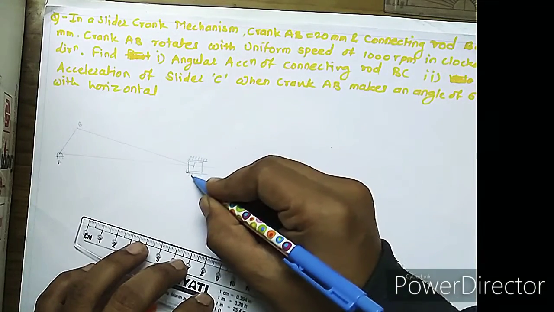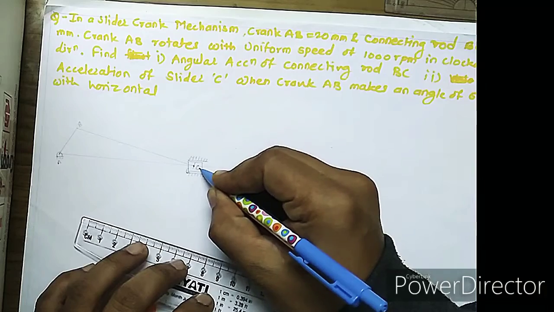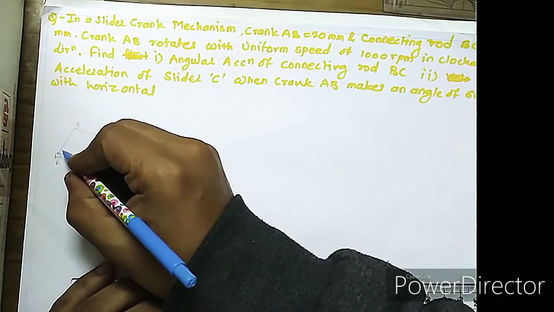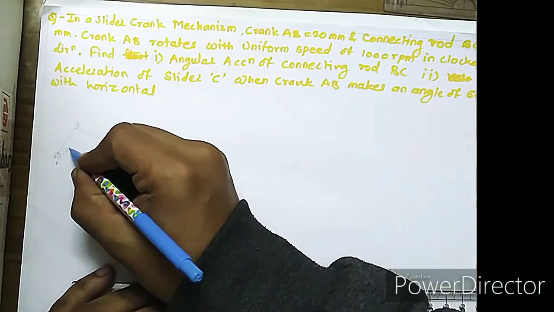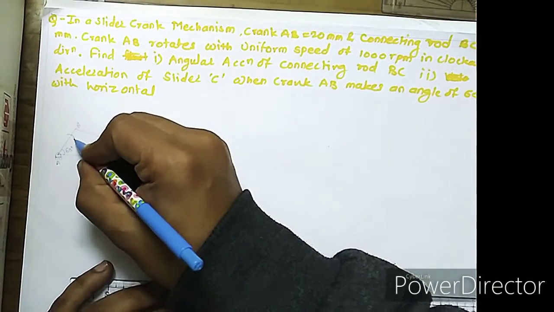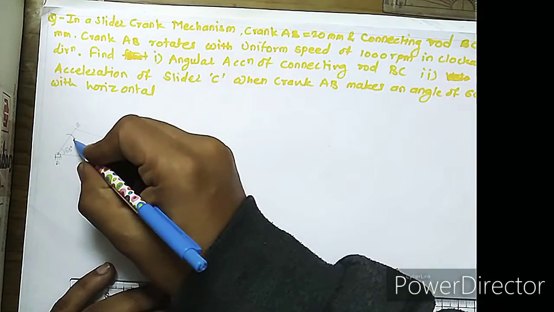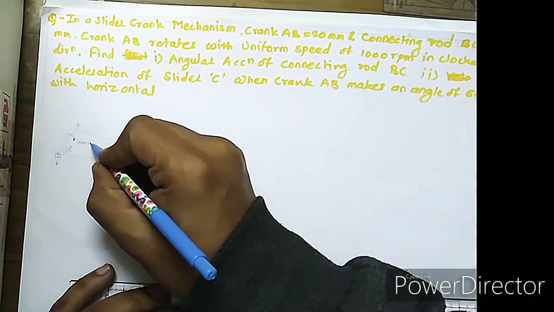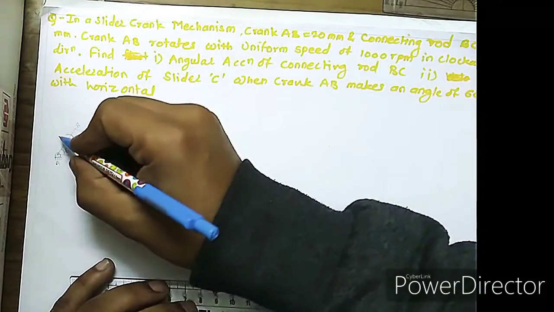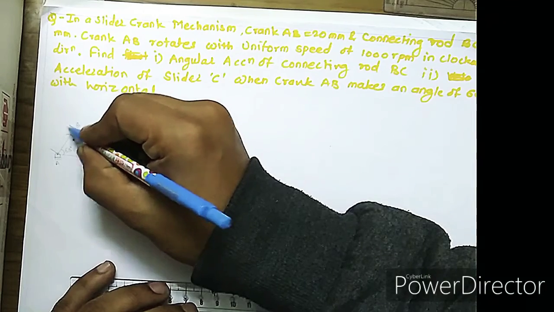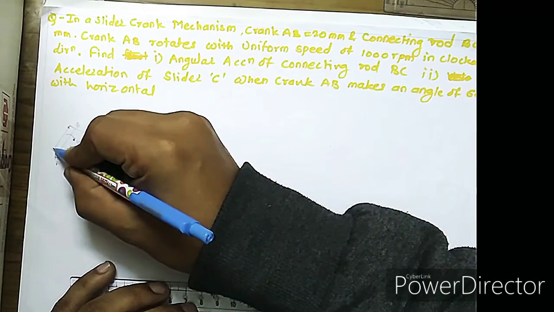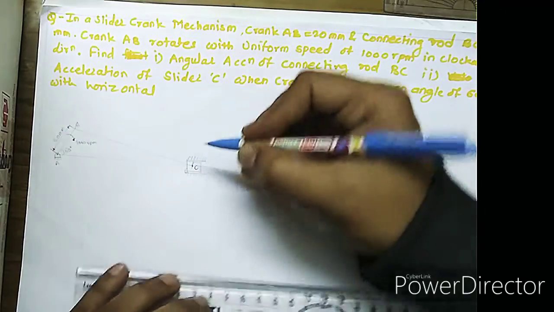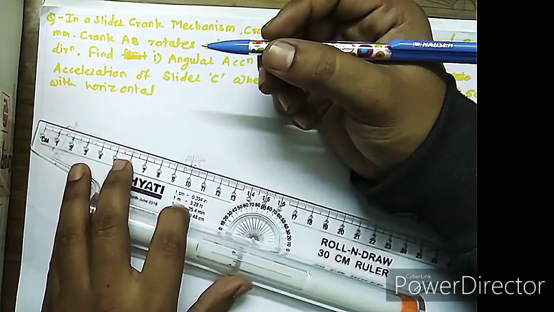Slider which is making a reciprocating motion in between the guideways. Crank at a 60 degree. Give a dimension to the configuration diagram. Crank is rotating at 1000 rpm. I am giving the dimensions, that is 20 mm, and connecting rod which is 80 mm.